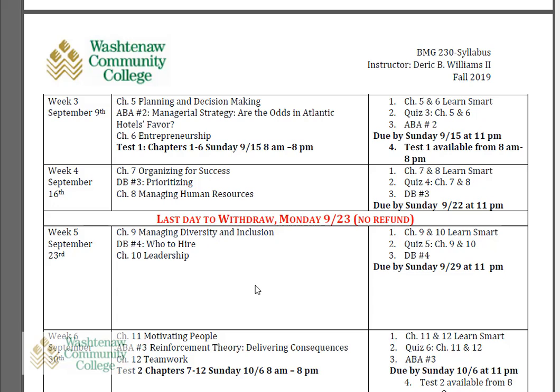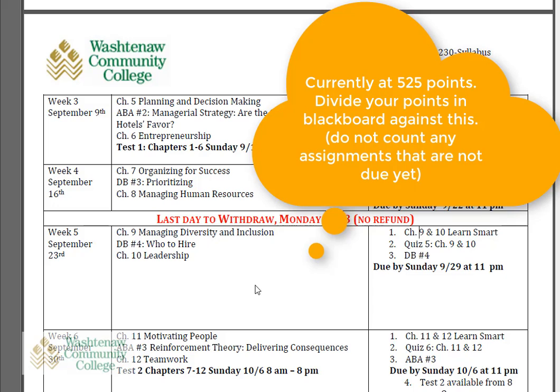All right, as of the start of this week, we are at 525 points. So again, you're looking in Blackboard and you're measuring your points against 525. You're going to divide it against 525 to see where you stand. Always note that if you have gone ahead and completed assignments that were not due as of yet, then do not put those points in your total. Take them out so you have a realistic picture of where you actually stand.